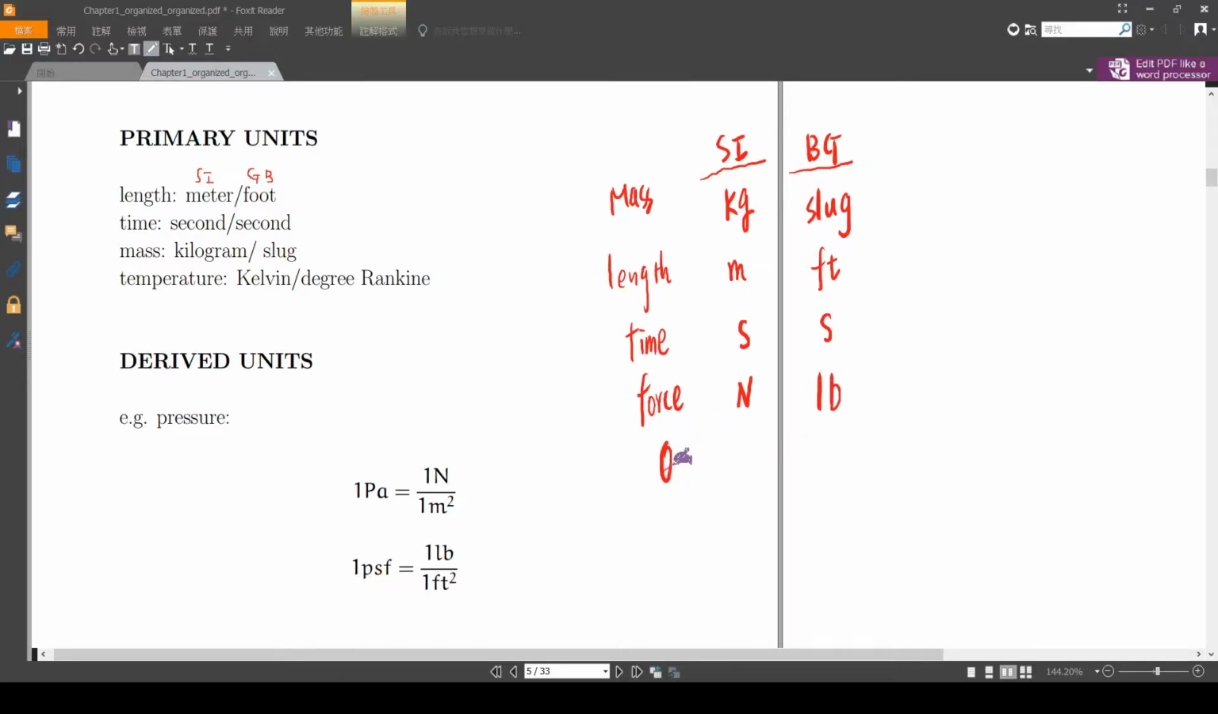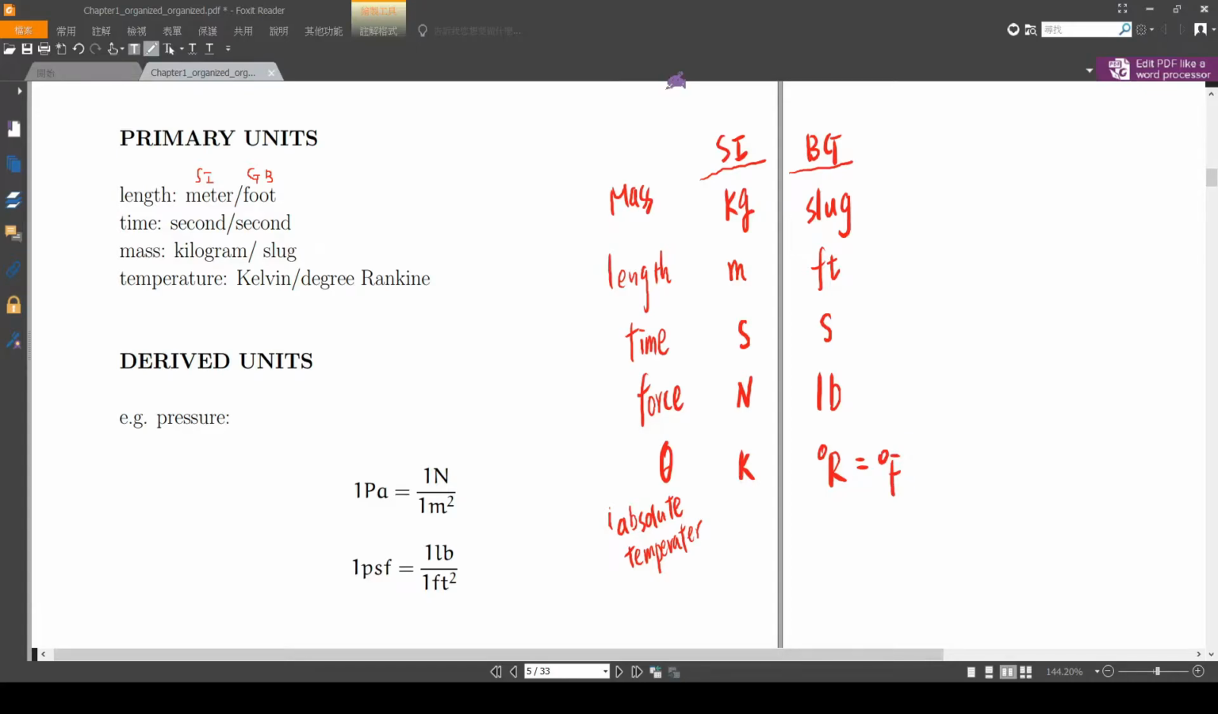For the temperature here, in the SI system, the absolute temperature is the Kelvin, and the Rankine, the degree of Rankine is equal to, let me check it.